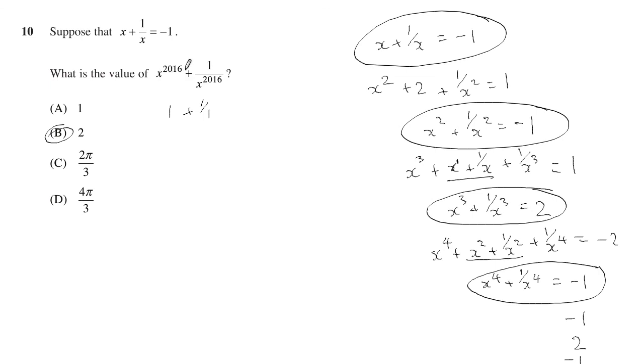And so because 2016 is divisible by 3, it's just going to be 2, the same as x cubed was, and the same as x to the 6th plus 1 on x to the 6th will be 2, and so on. So b. Probably not an easier method than the first way using complex numbers, but it's interesting anyway.